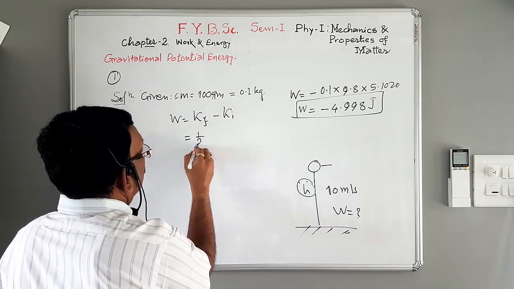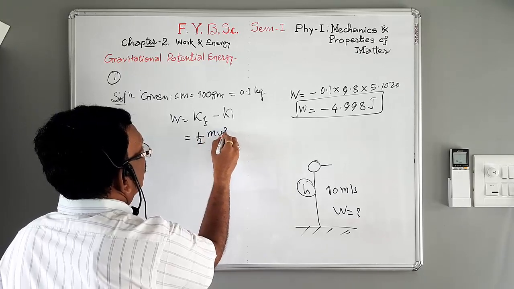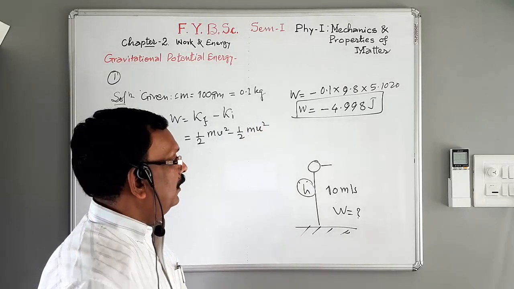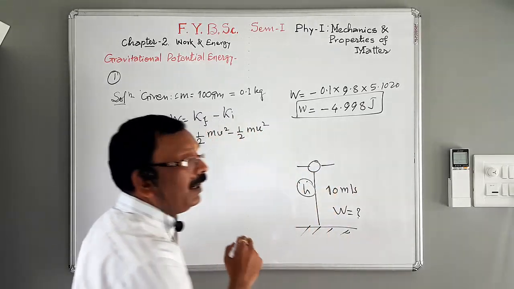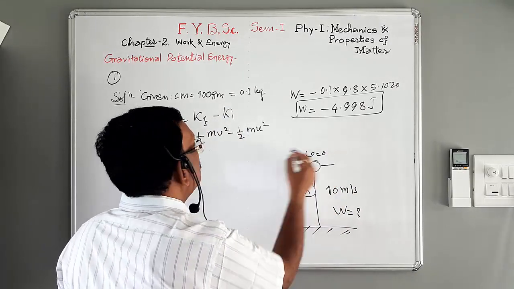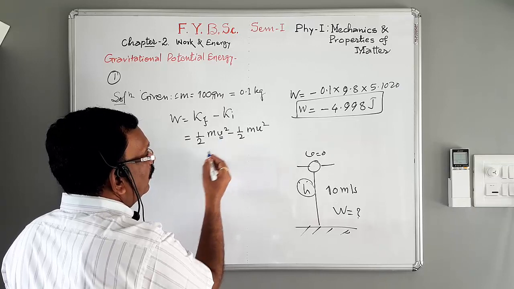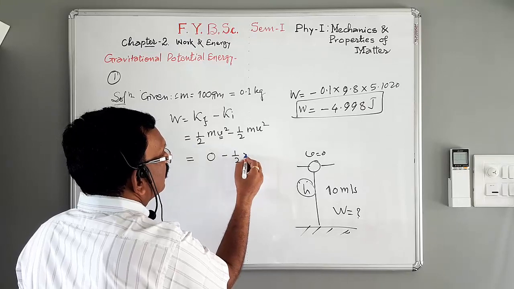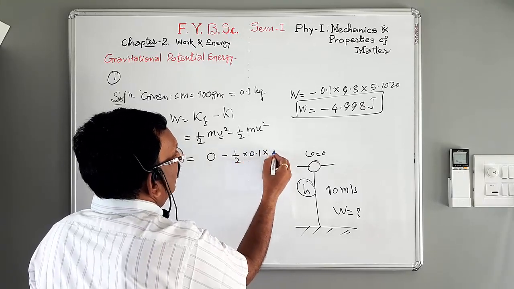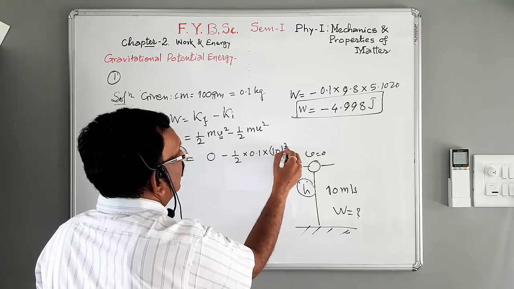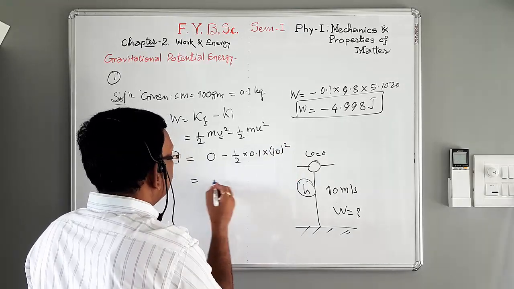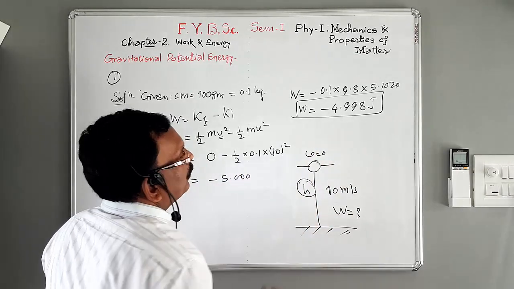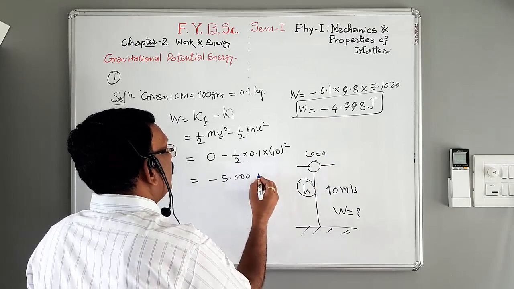Now here we can write 1/2 mv square minus 1/2 mu square, where v is the final velocity. When the body reaches maximum height, at that time velocity is equal to 0. Therefore, when you substitute the final velocity as 0, you will get 0. And 1/2 mass is 0.1, and initial velocity is 10 square. When you solve this, you will get the same answer, 5.00, which is very close to 4.998, that is minus 5 joule.